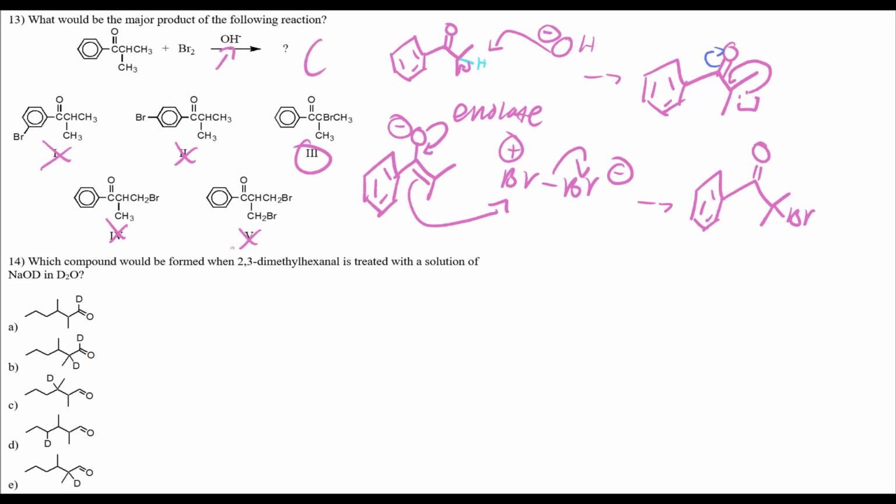Which compound would be formed when 2,3-dimethyl-hexanol is treated in a solution of this weird compound? Okay, so here's the structure. Okay, we have 2 and 3. So hexanol means that there's 6 carbons altogether, so 1, 2, 3, 4, 5, and 6. 2, 3 means on the second carbon there's a methyl, and on the third carbon there's a methyl.